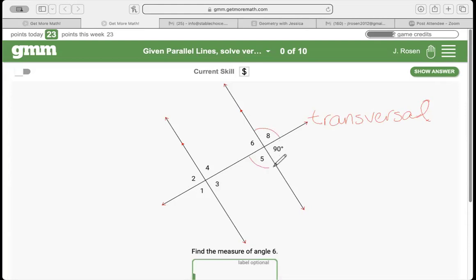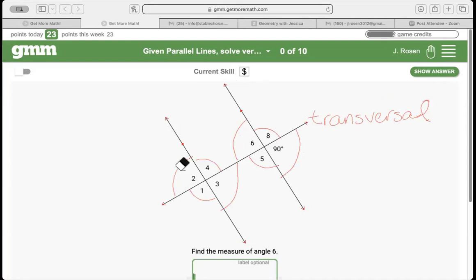So 8 and 5 are going to be vertical angles. 4 and 1 are going to be vertical angles. 2 and 3 are going to be vertical angles. And 6 and 90 degrees are going to be vertical angles. So when we have one piece of information, when we're given a transversal like this, we can solve every single one of these angles. It's pretty neat.